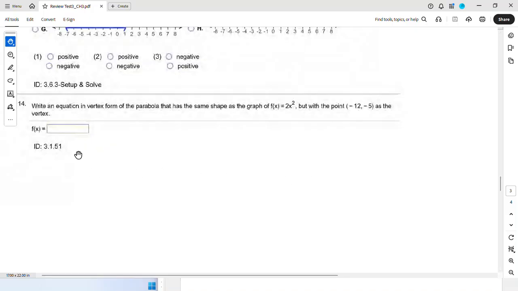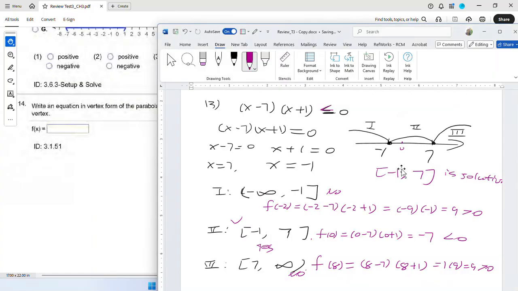Okay, last question here actually is from 3.1. Like I said, this test here is not in a particular order, it's in a random order, right? But it's ranging from 3.1 to 3.6. Okay, write down an equation in vertex form of the parabola that has the same shape as 2x squared, but with this point as the vertex. All right, so what is my vertex form here?